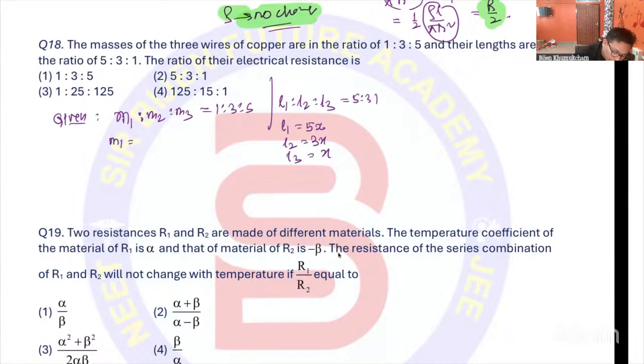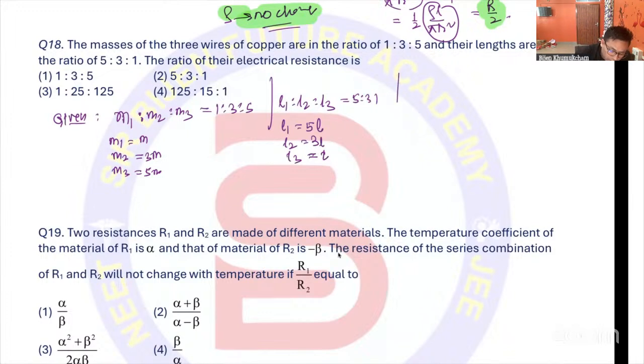M1 can be taken as M, M2 as 3M, M3 as 5M. So instead of x, I think it is better to write L. Let L1 be 5L, then the other lengths will be 3L and L.